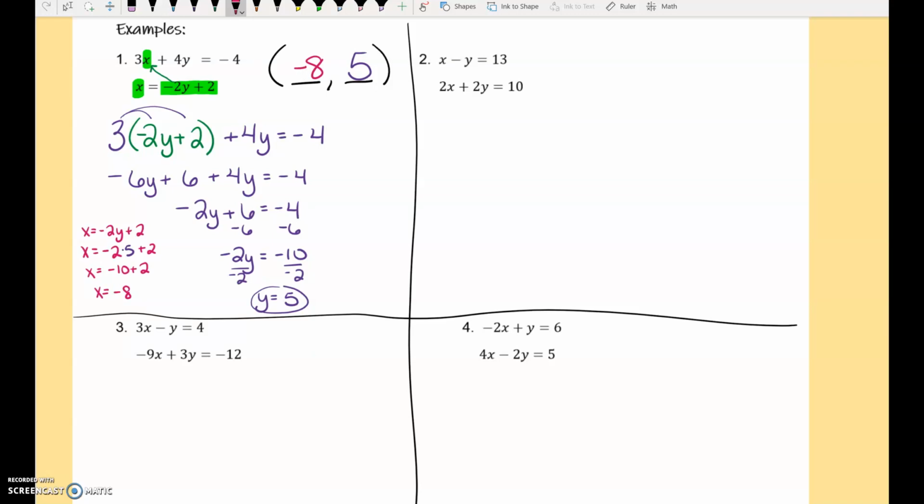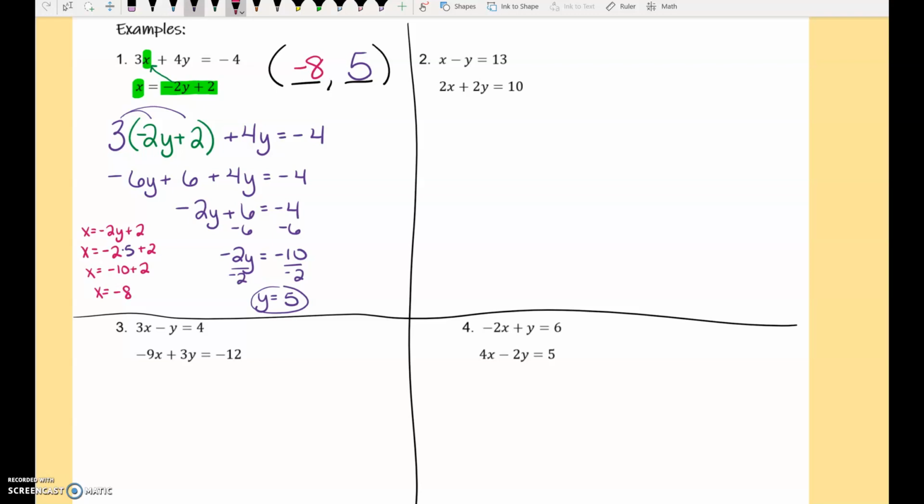Now, if you wanted to check yourself, say you're doing this on a test or a quiz and you're like, okay, I think this is my answer, but I want to check myself. You could go to desmos.com, type in both of these equations, and see that the point negative 8, 5 is indeed where those two equations meet.